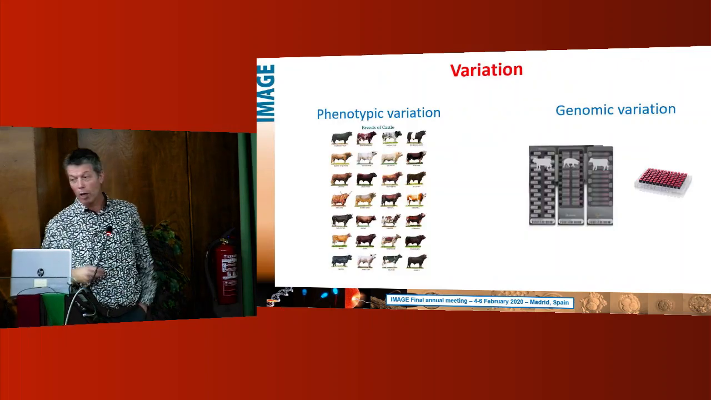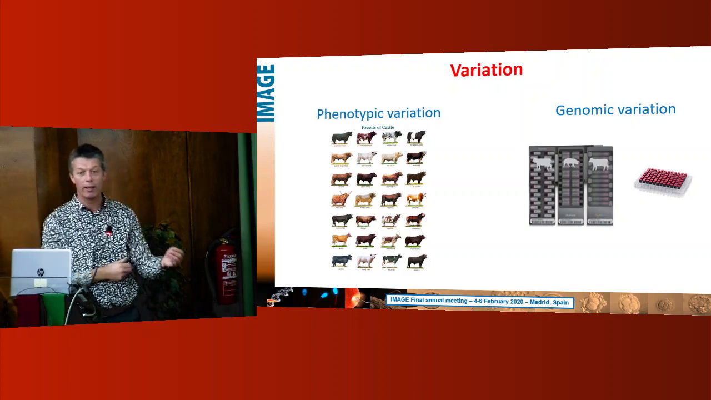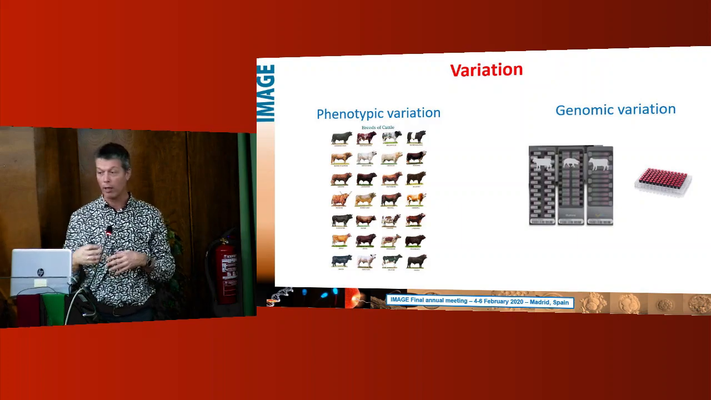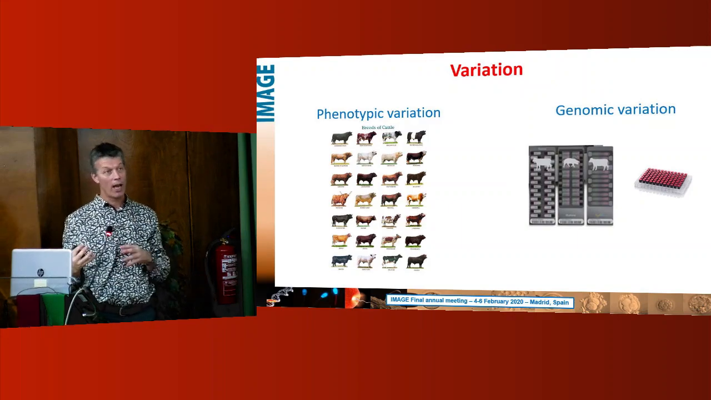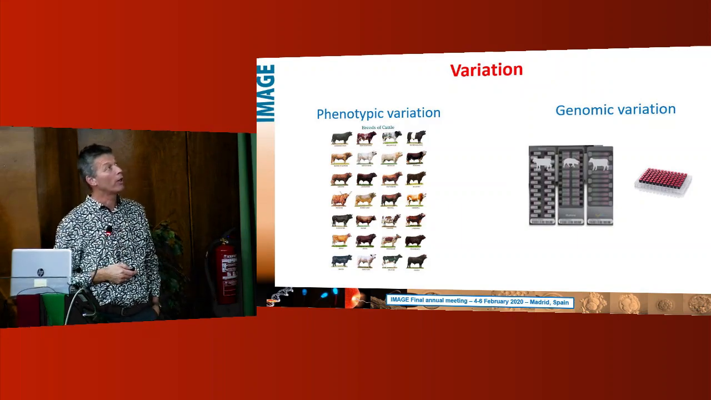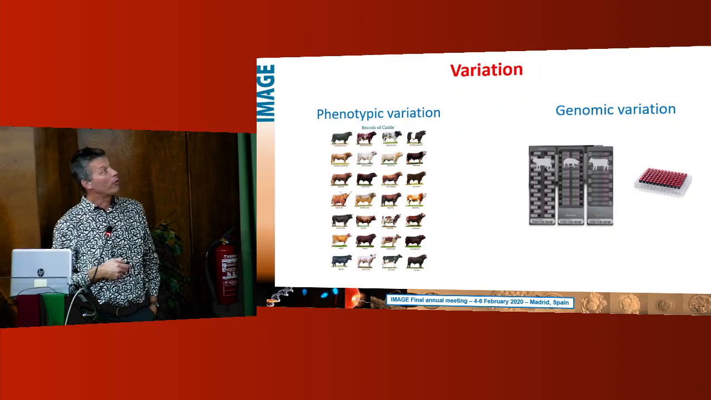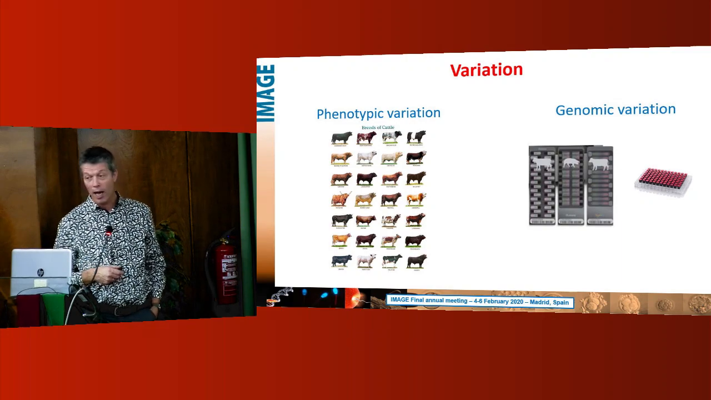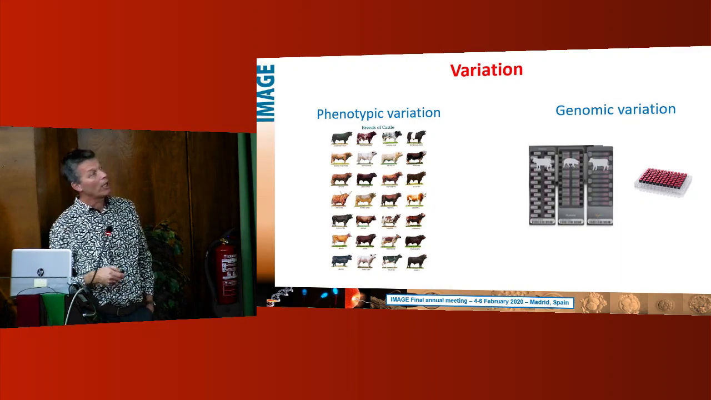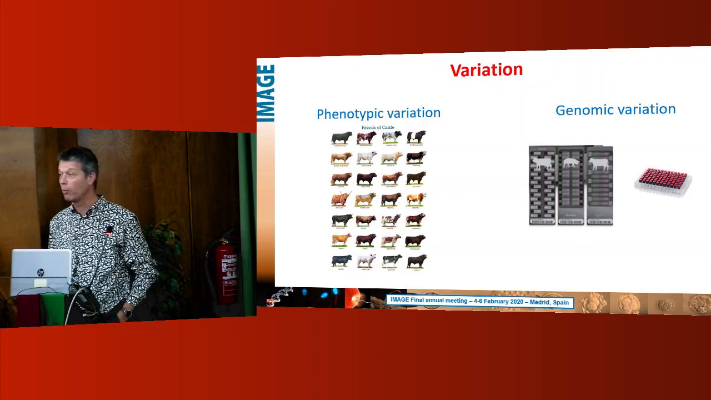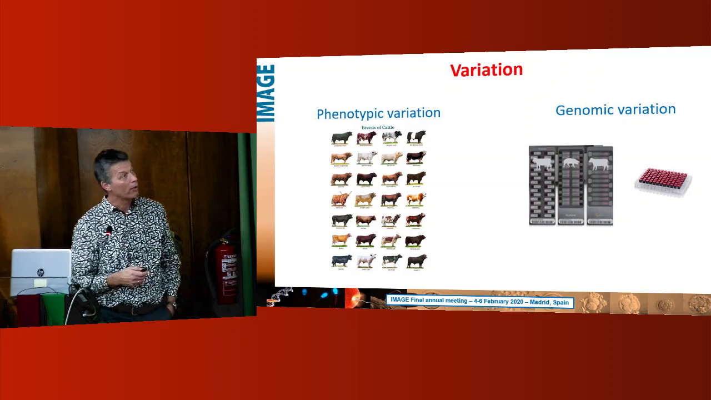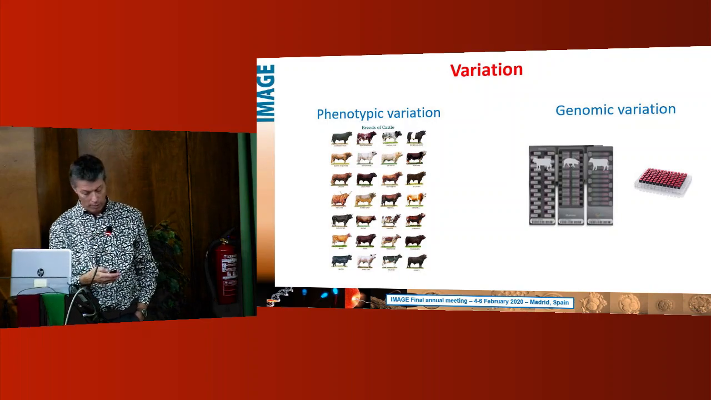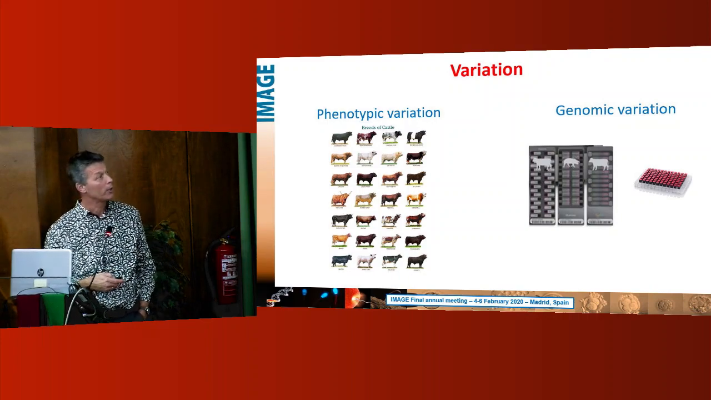So variation, it's all about variation. That's what we saw in many of the presentations. Variation is also the base for doing selection or improving. So you have phenotypic variation, which you can often see on the outside. And you have genomic variation, which you can type with molecular arrays on different platforms like the Illumina and the Affymetrix platforms, which are available for many species.